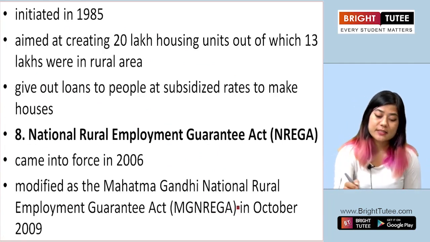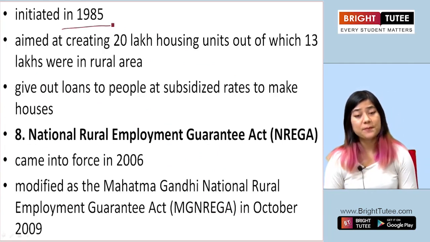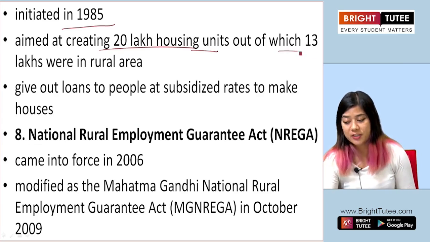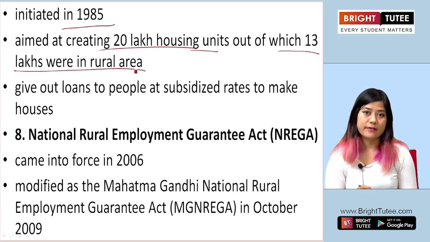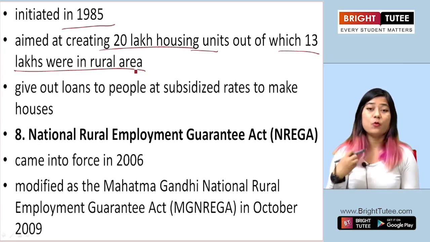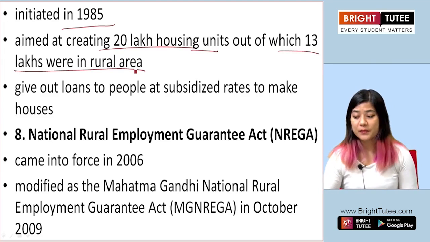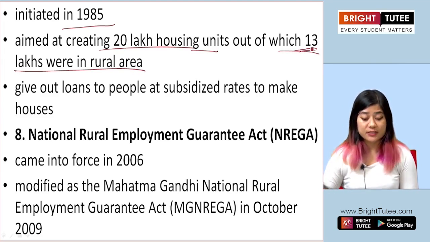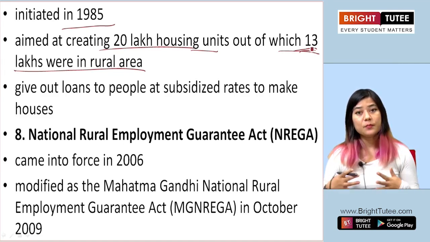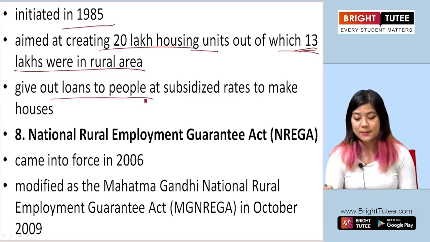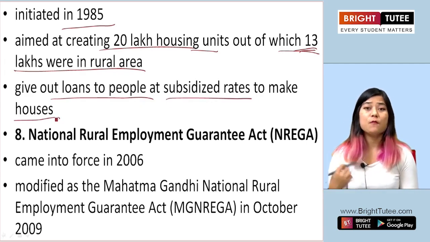It was initiated in the year 1985. Okay, when it was initiated, it aimed at creating 20 lakh housing units, out of which 13 lakhs were in the rural areas. So out of 20 lakh houses that were to be provided to the poor people, 13 lakhs were to be in the rural areas, in the villages, in the countryside. Apart from providing houses, it also gave loans to the people at subsidized rates to make houses for themselves.